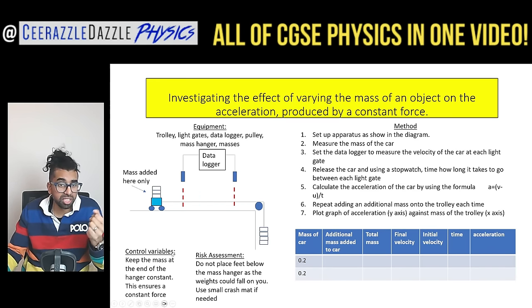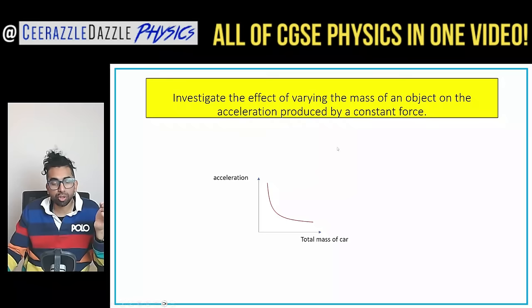And the control variables in this experiment have slightly changed. We're going to keep the mass at the end of the hanger constant. The reason why is because we need a constant force pulling it downwards. In terms of the results, what should you obtain? You should obtain the following graph, that as you increase the total mass of the car, the more and more mass you add on top of the car, the acceleration would decrease. Don't forget, they are inversely proportional to one another. Yes, because a is proportional to 1 over m.